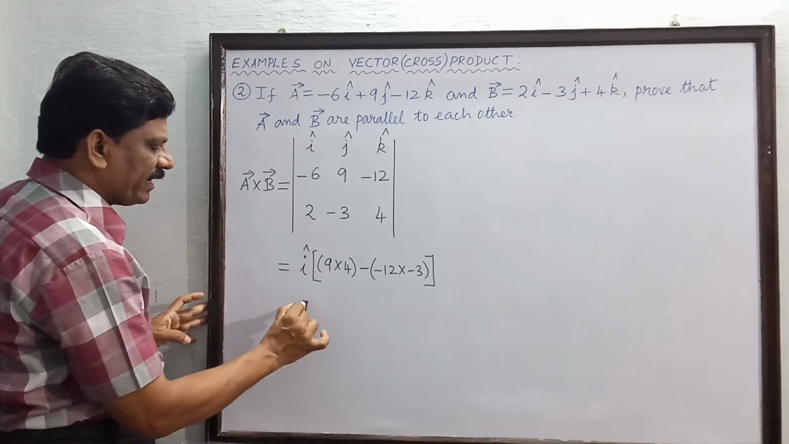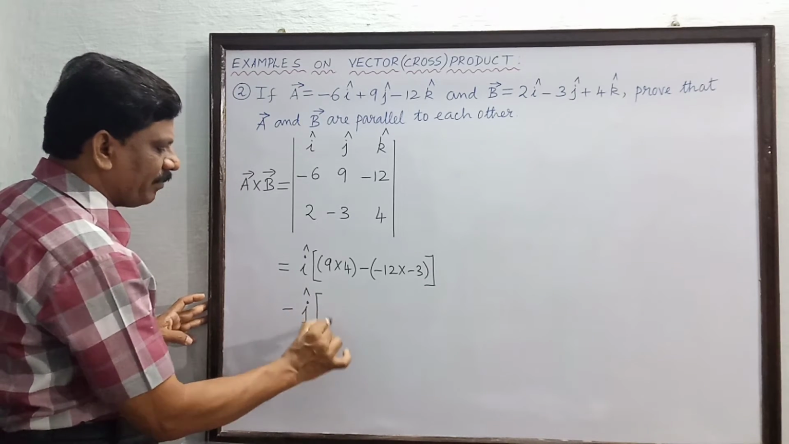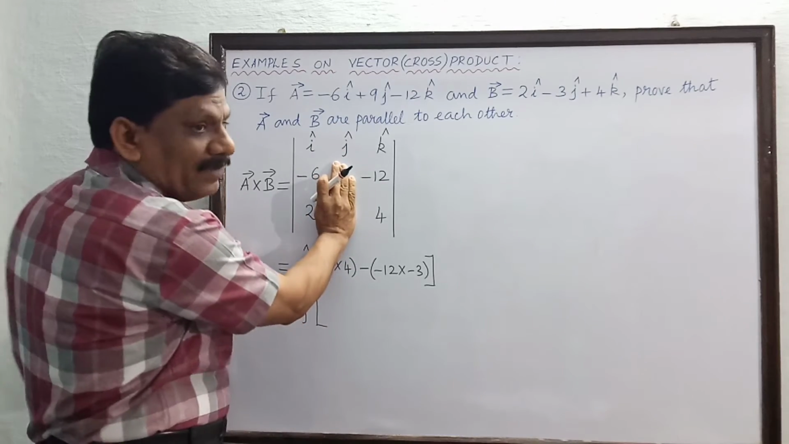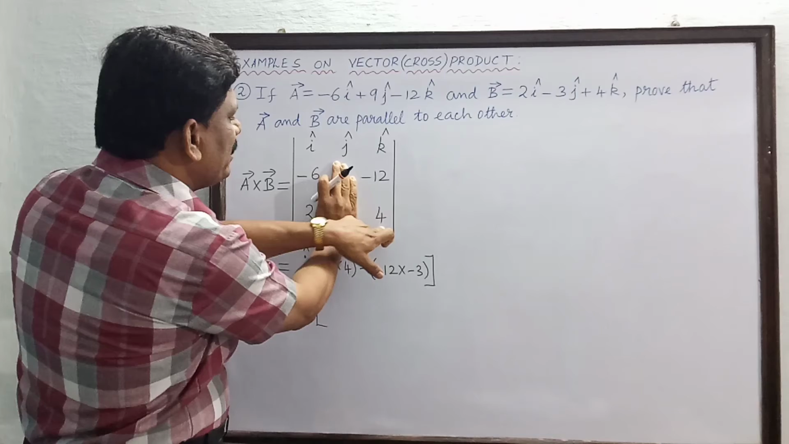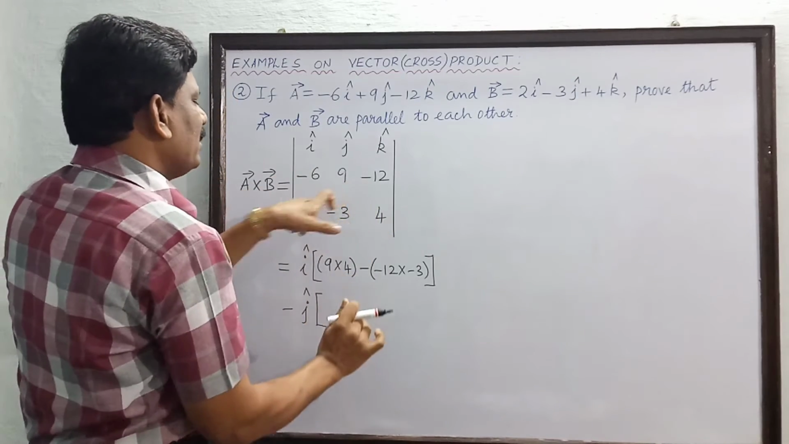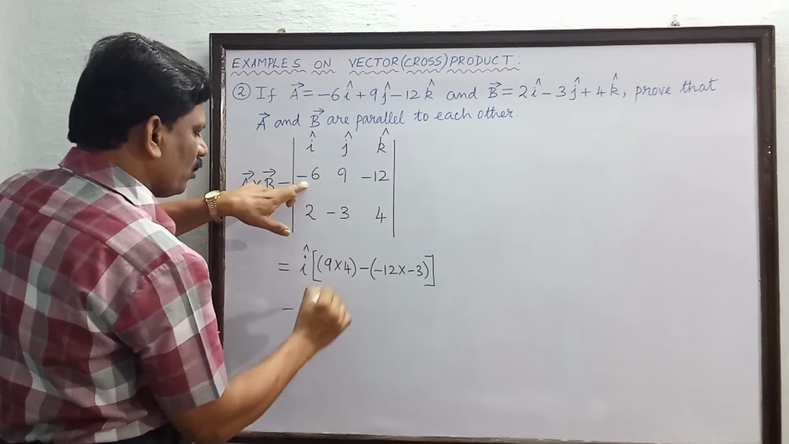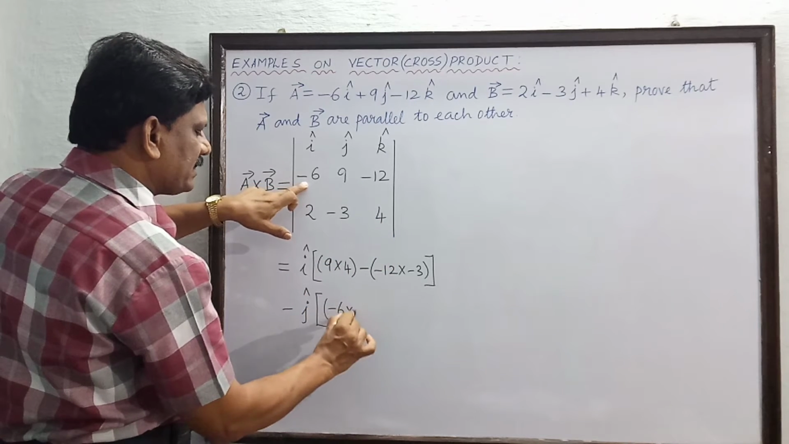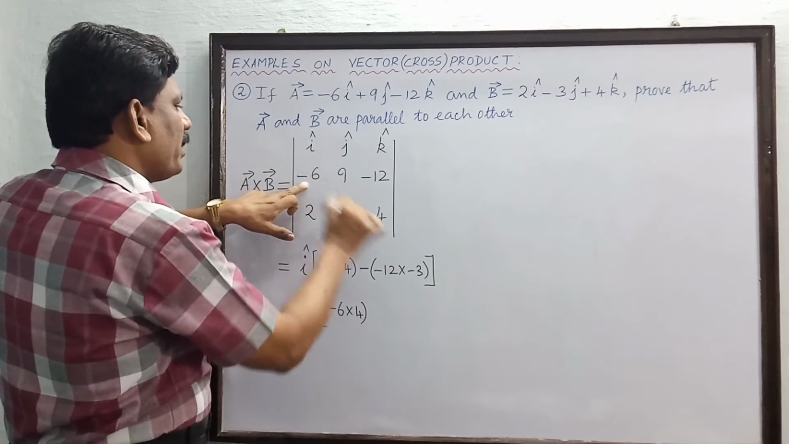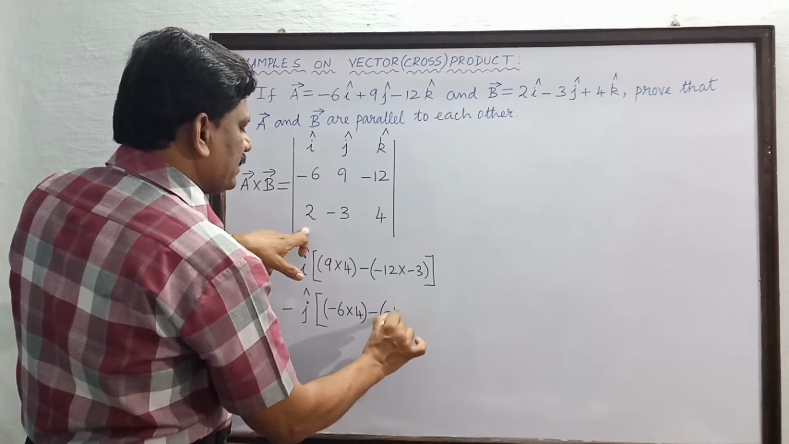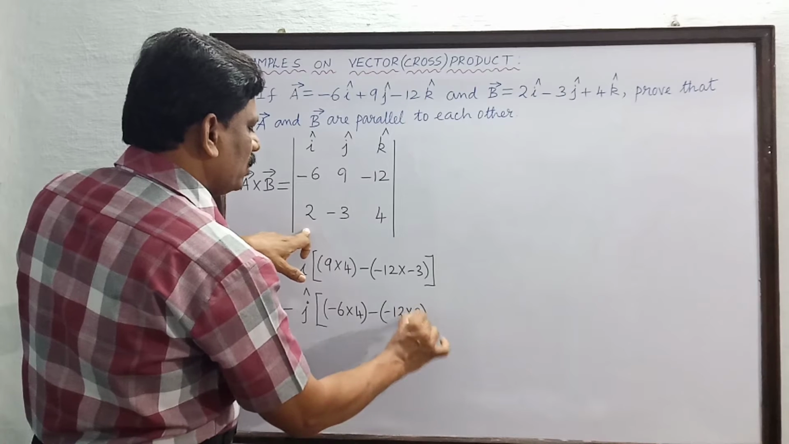Then minus j cap into. For j cap, this column should be covered. So minus 6 into 4, minus of minus 12 into 2. So the first one is minus 6 into 4, minus of minus 12 into 2.